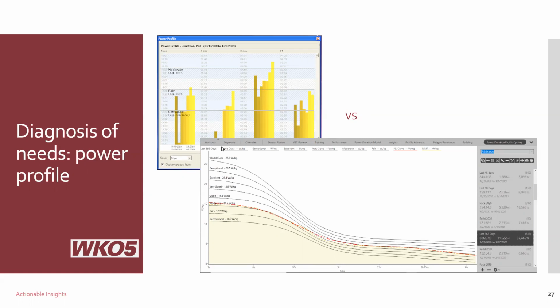So I always start with that. When I get a new athlete, the first thing I want to do is just visually look at their power profile. I want to understand.